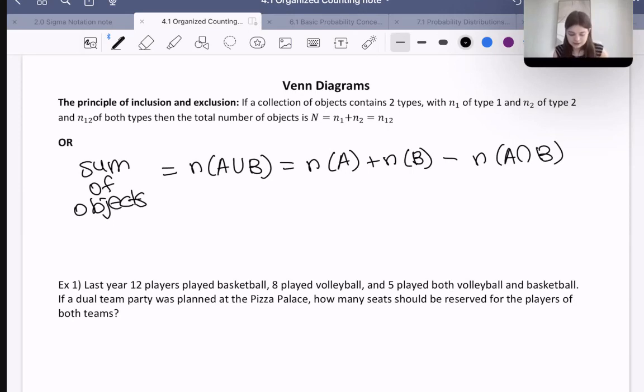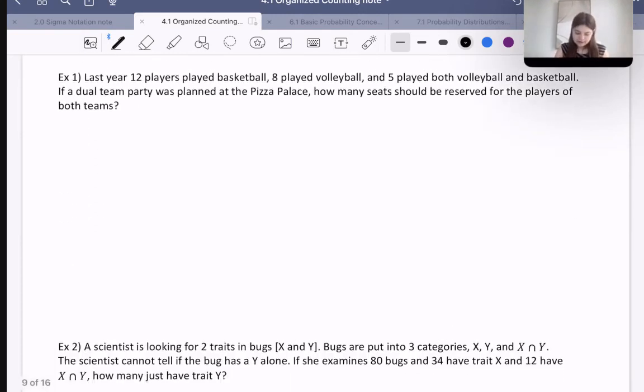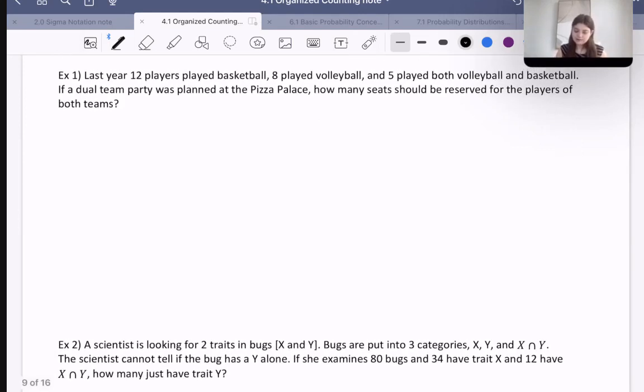Okay, so I'm going to do an example to illustrate what I mean, because I think this is one of those problems where it makes more sense when an example is actually given, and I haven't given one yet. So in this case, it says, last year, 12 players played basketball, 8 played volleyball, and 5 played both basketball and volleyball. If a dual team party was planned at Pizza Palace, how many seats should be reserved for the number of players in both teams? Okay, so there are actually two different ways we can solve this. We can use the inclusion exclusion principle and a Venn diagram to figure it out.